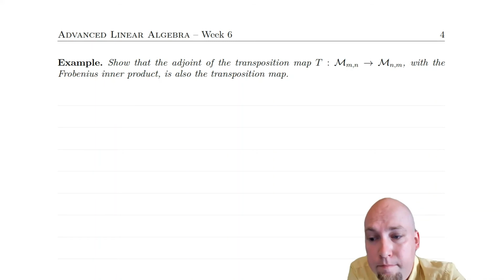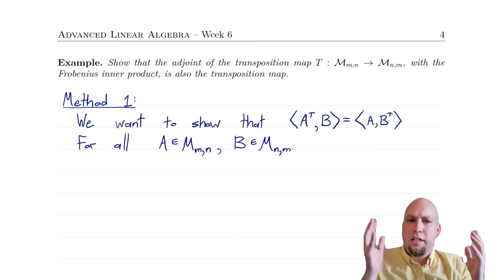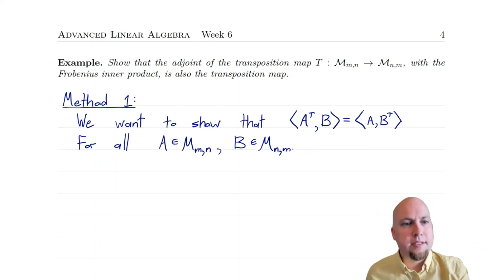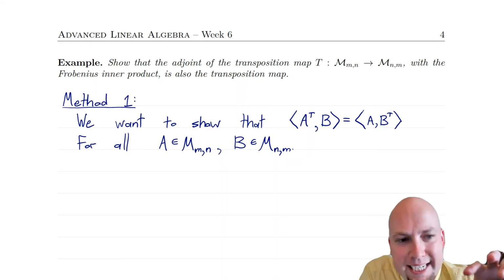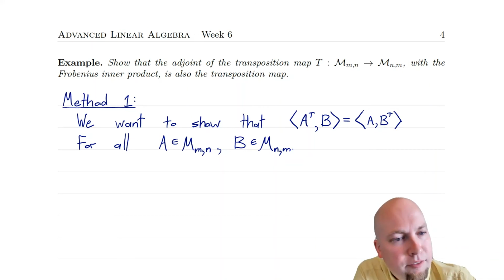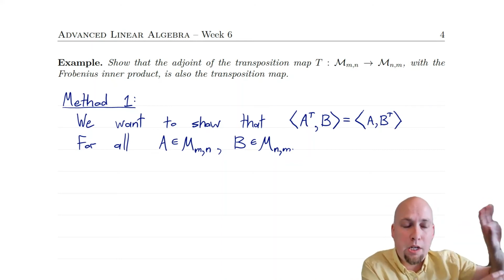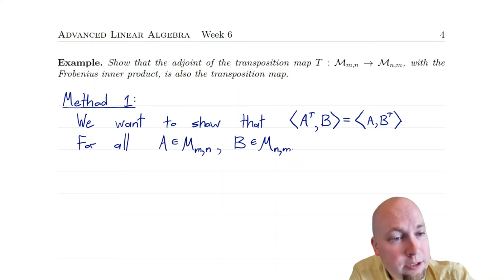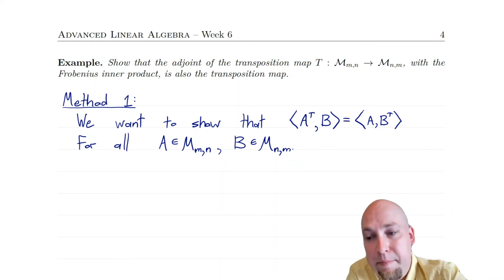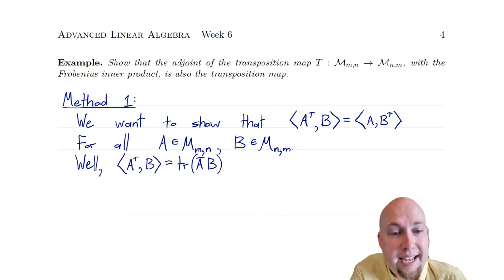Let's see that. All right, so here's the setup. I'm actually going to show this in two different ways. The first way is the by-definition way. If we're working by definition and we want to show that the transpose is its own adjoint, what that means is, if I apply the transpose on the left half of the inner product, I can move it over to the right half of the inner product. And because it's its own adjoint, I don't even have to change it. It's still just the transpose over there. So I want to show that the inner product of A transpose and B is the same as the inner product of A and B transpose for all matrices A and B.